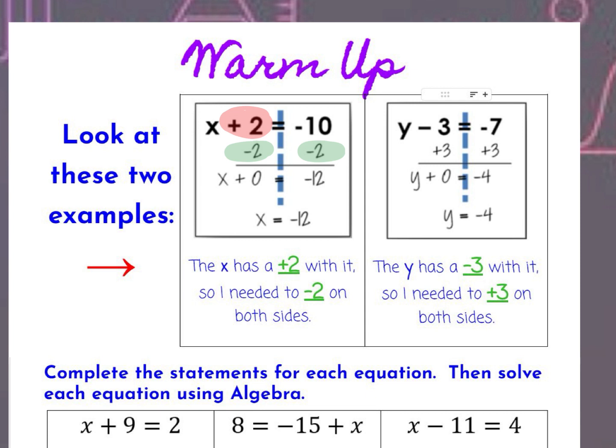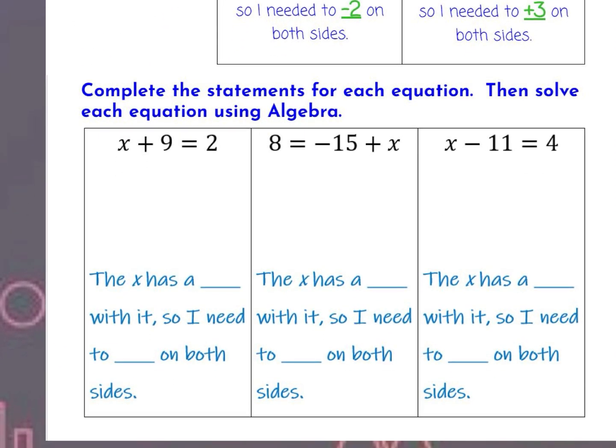And on the second equation, we see a -3 with the y. And so to solve it, they did +3 on both sides. Okay, so for our new examples here, if we see a +9 in the equation, then we need to do a -9 on both sides. Okay, so that means that our first one would be x equals -7.